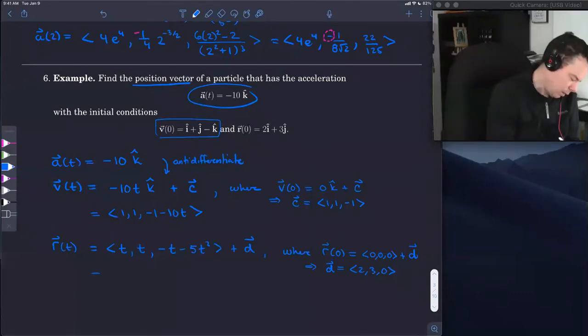And so that means that our position, I'll throw those constants in here now, our position is given by t plus 2, t plus 3, and negative t minus 5t squared. And so there is r of t.